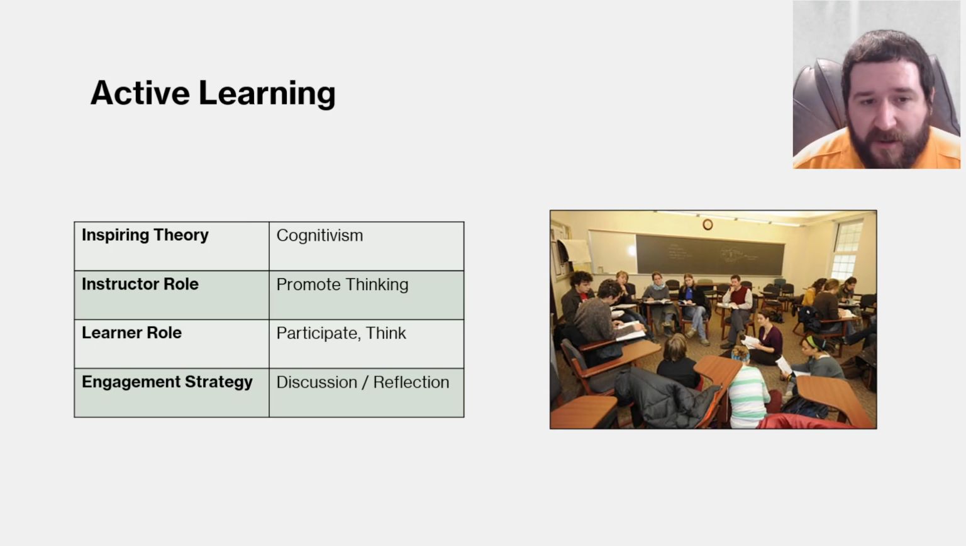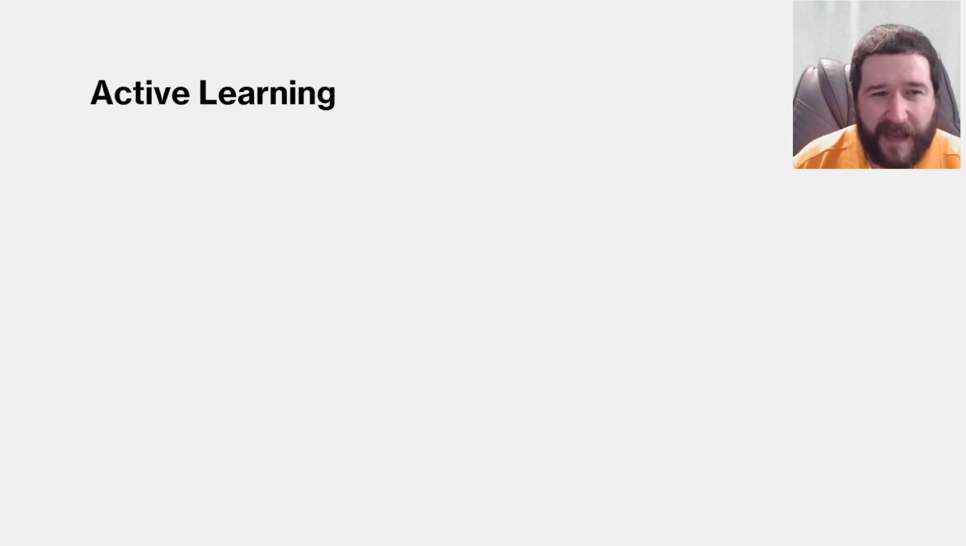So as an instructor, you're trying to promote thinking in active learning, and the learner's role is to participate in some activity and think about it, okay? So that's the big difference there. Instead of a passive observer, now they're participating in an activity to trigger that cognitive loop, to trigger them thinking about whatever content we're talking about. So some popular engagement strategies with active learning is things like discussions or reflections, right? So some options there.